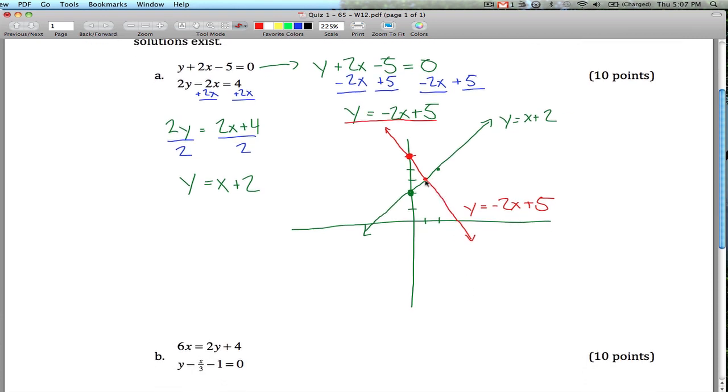So my solution will be, wait, what is this point? Looks like it's at 1, 1, 2, 3. So I would say my x equals 1, my y equals 3. Maybe put a box around it so we know it's your solution. And that's the answer to part A.